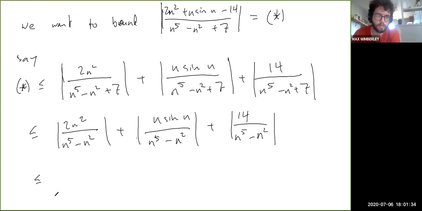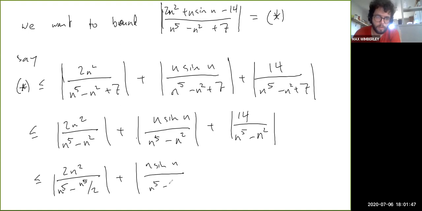So this would be less than or equal to 2n squared over n to the 5th minus n to the 5th over 2, n sine of n over n to the 5th minus n to the 5th over 2. I guess maybe it would be more efficient to do this stuff with the denominator first and then use the triangle inequality at the end. It doesn't really matter.